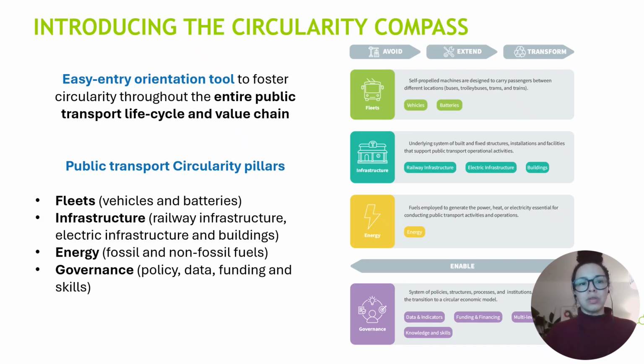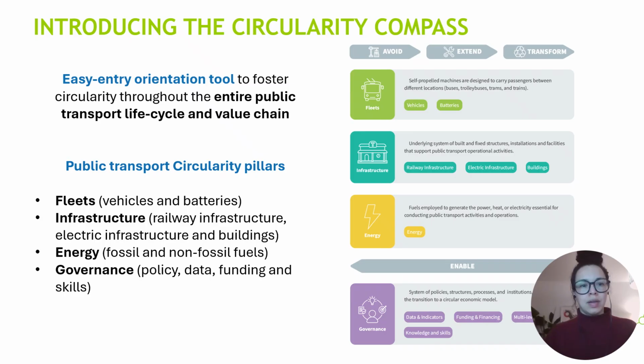So one is vehicles, which covers buses, trolleybuses, trams, and trains, essentially all these mobile assets that help us to move passengers in the system. We also have the infrastructure, which includes everything that is fixed and is the backbone of the operations. That is rail tracks, energy infrastructure, charging stations, depots, and buildings such as stations or even simple bus stops.